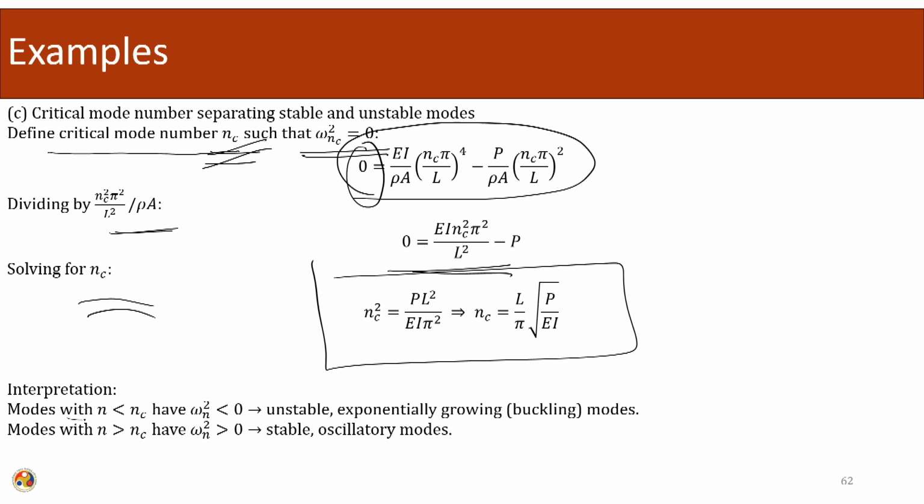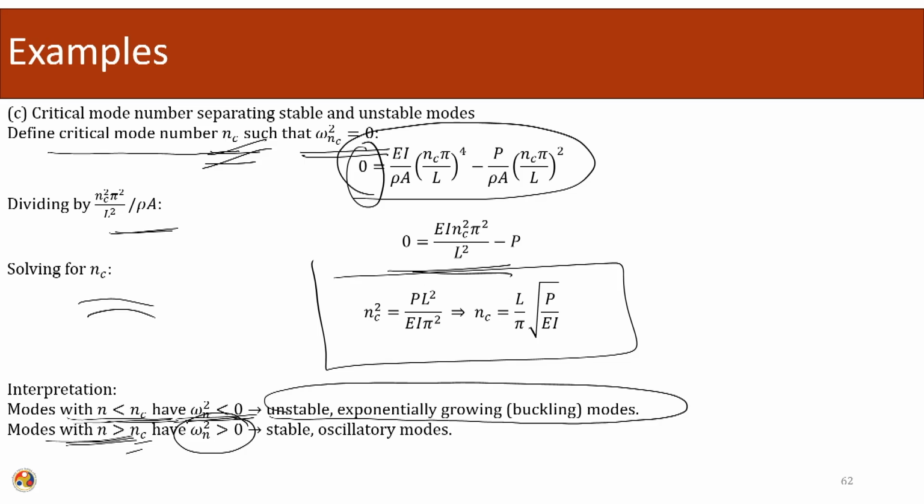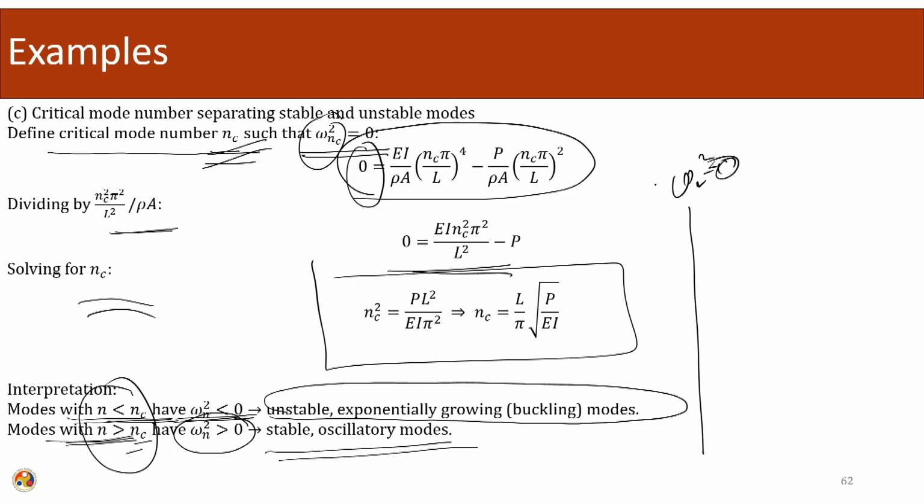So modes with n less than NC, it means that omega n square is less than 0, so it will have unstable exponentially growing or buckling modes. Modes with n greater than NC, meaning omega n square greater than 0, will have stable oscillatory modes. So same thing, either we can express in terms of omega NC or we can express in terms of NC. So the dividing line is omega n square equal to 0. Greater than that, stable mode; less than that, unstable modes.